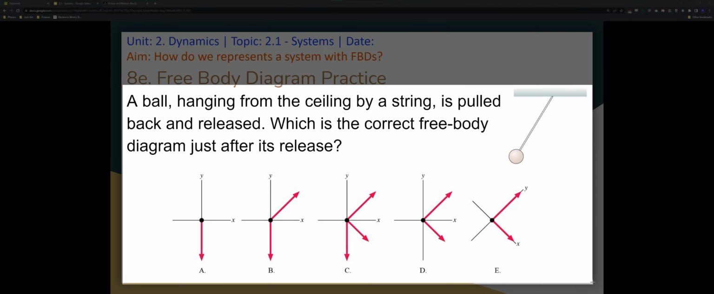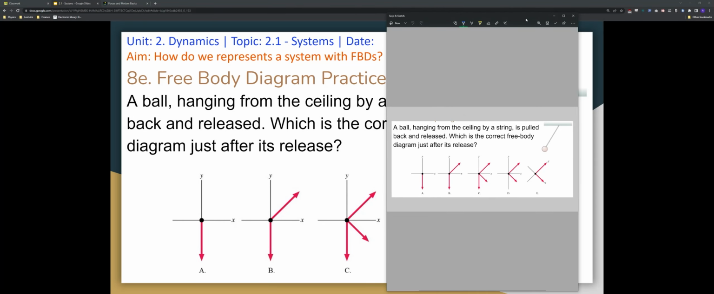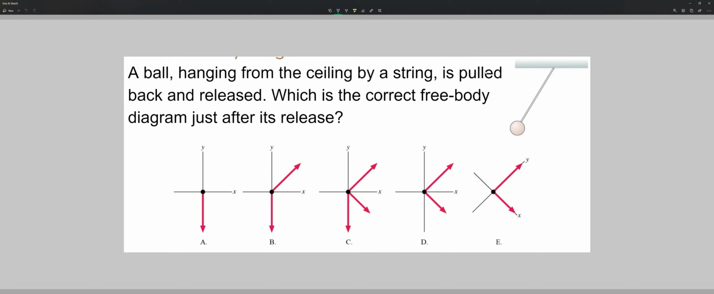So now we have this question. What would be the correct free body diagram if the object was pulled back and then released? At this point, the ball is just being released. So what would be the correct free body diagram? You definitely have a force due to gravity acting downward, right? That would be your weight. So all of these would definitely already be wrong because it's acting downward in the y direction.